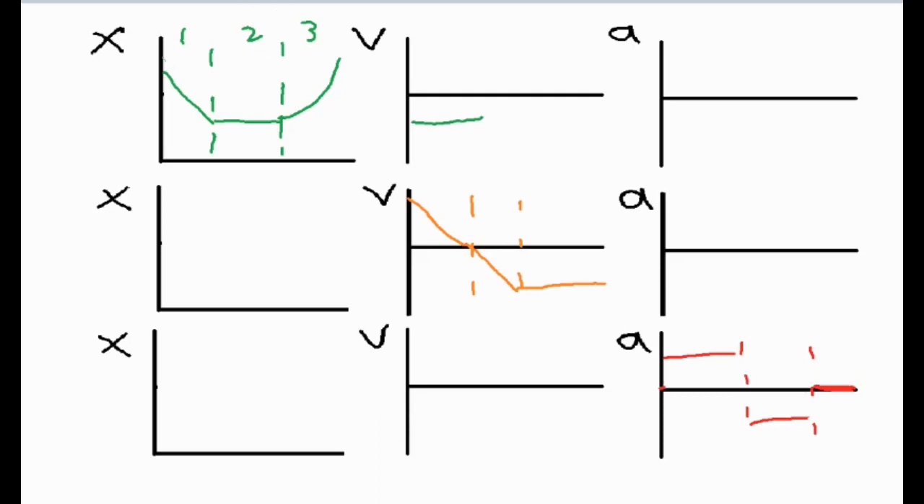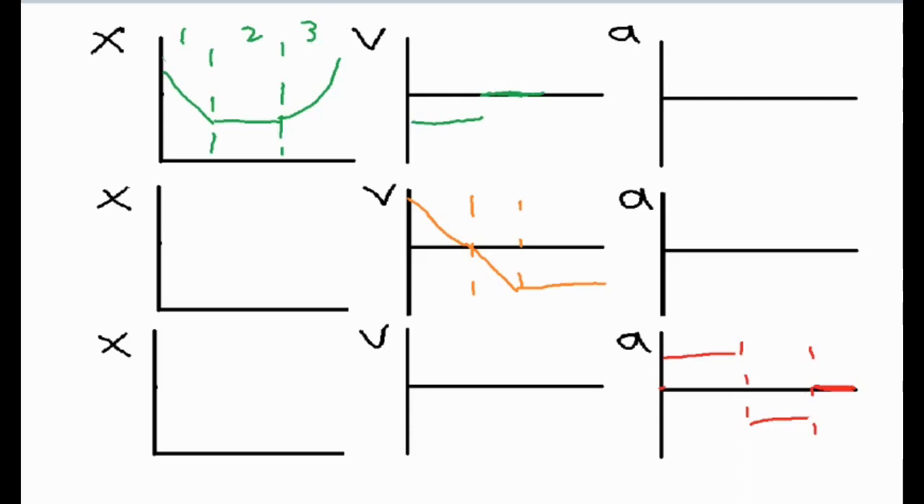Then for number 2, again, we're analyzing the slope, but if the position is staying constant, that means that we're not moving and the slope is 0. So we're exactly on the x-axis here on our velocity time graph to show that the object is at rest.